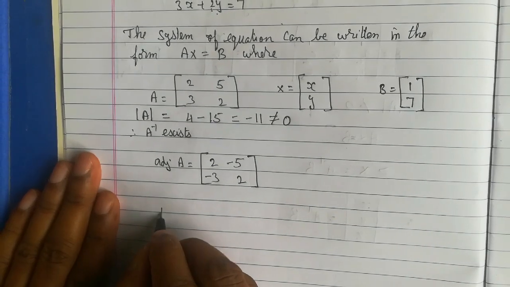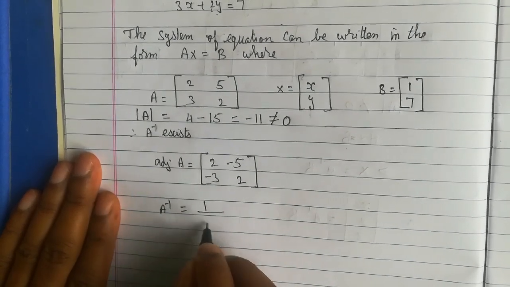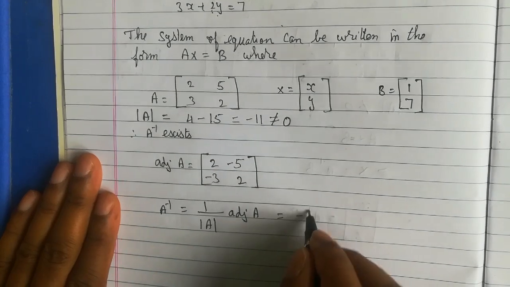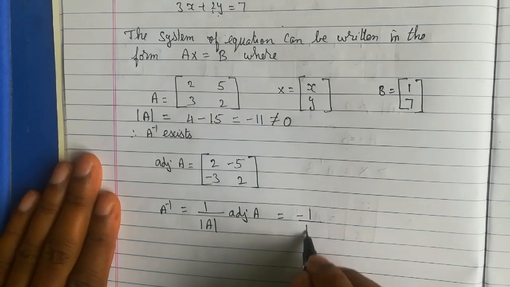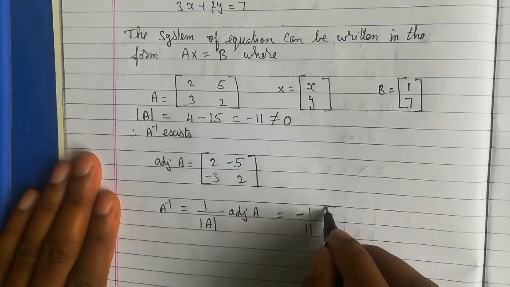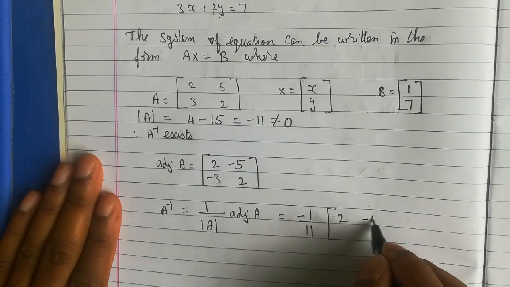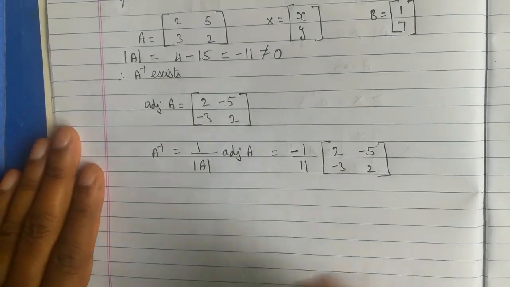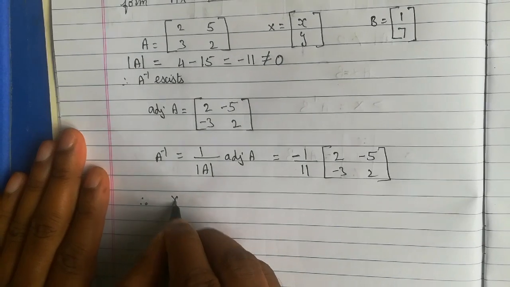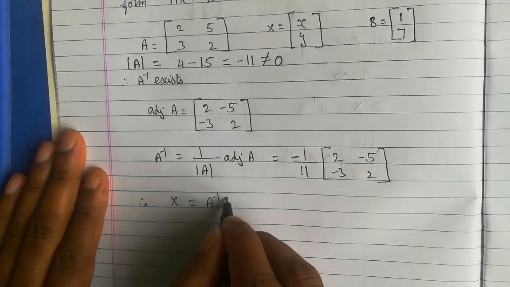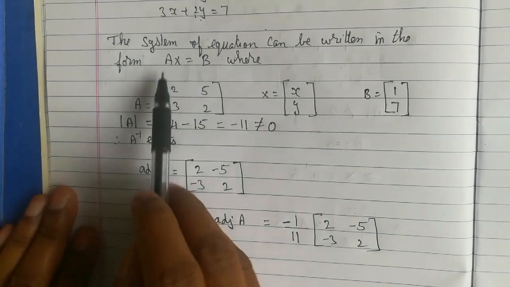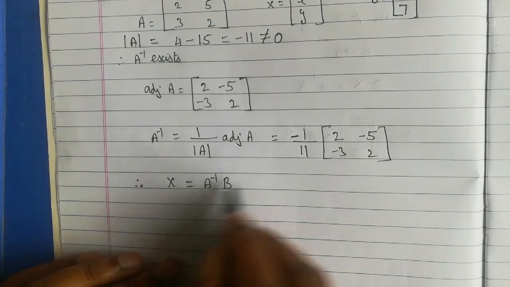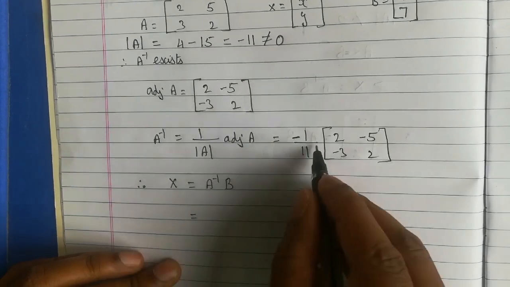Now find the inverse, A inverse. We know the formula to find A inverse: 1 by determinant of A into adjoint of A. 1 by determinant of A is minus 1 by 11, times the adjoint. This is A inverse. X equal to A inverse B. Already we have written AX equal to B, so now we have written X equal to A inverse B. Write that inverse.